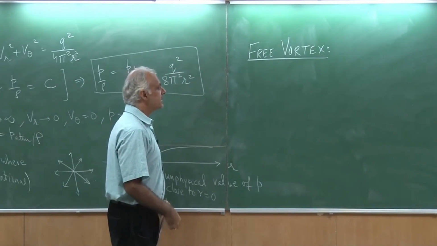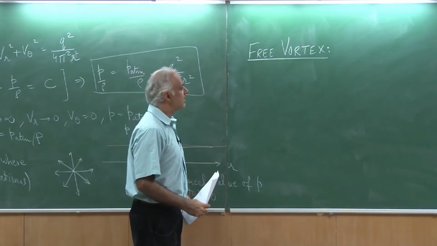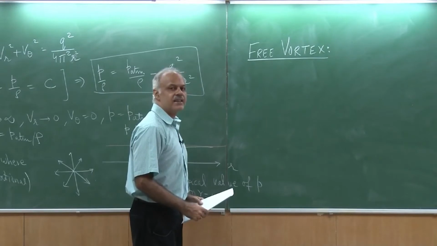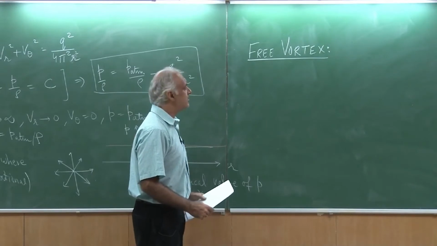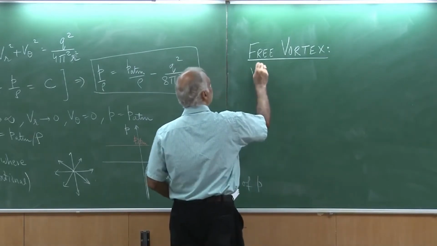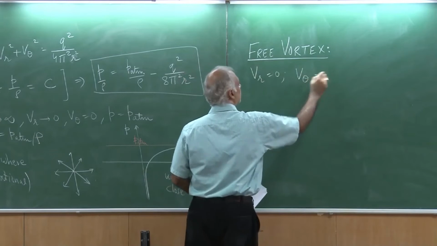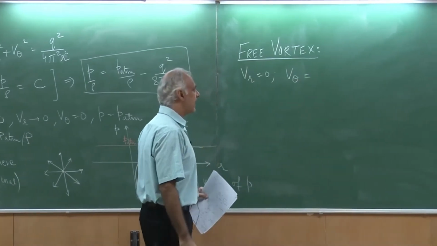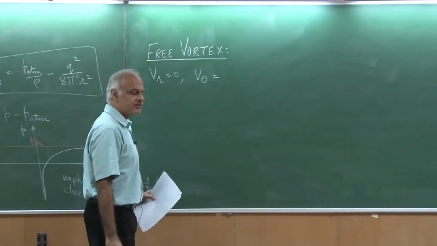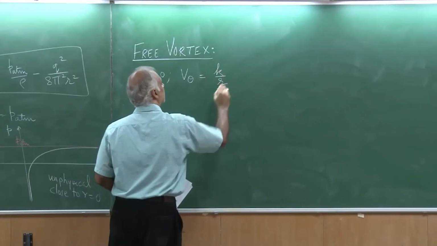In a free vortex, it is very similar to the source, except that the roles of the radial and the tangential speeds are interchanged. So this time we are going to have the radial speed be 0, and v theta is going to be finite, but it is going to decrease with increase in radial distance. So we are going to use k by r.